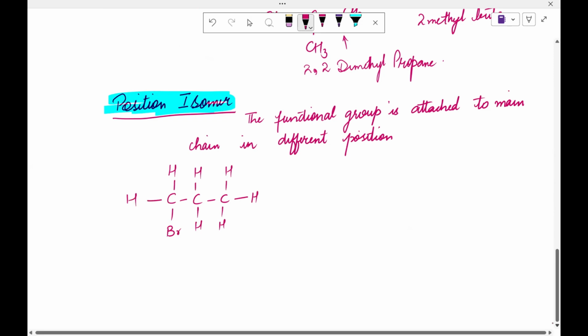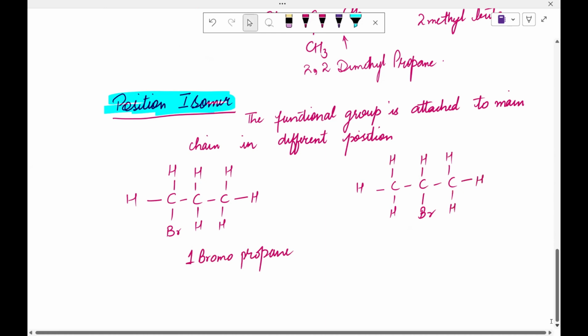How are we going to name it? 1-bromopropane. Now we are going to have hydrogen here, hydrogen here, hydrogen here, hydrogen here, hydrogen here, and hydrogen here. So how are we going to name this one? 2-bromopropane.